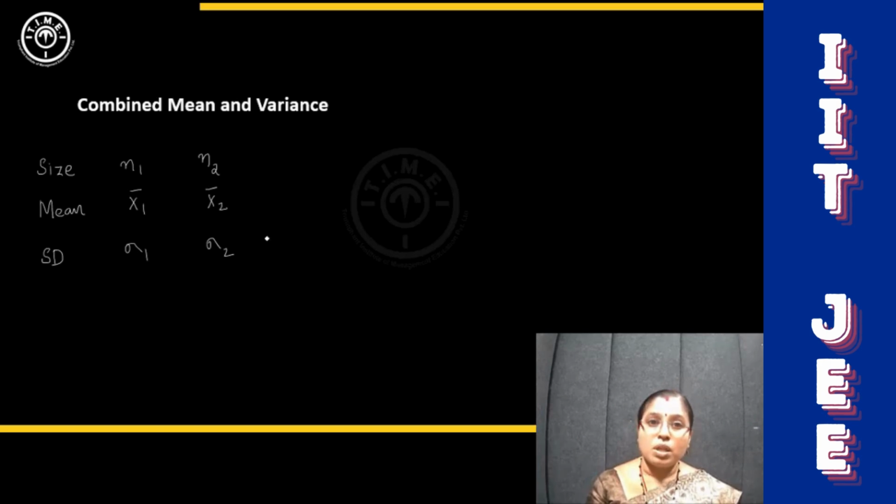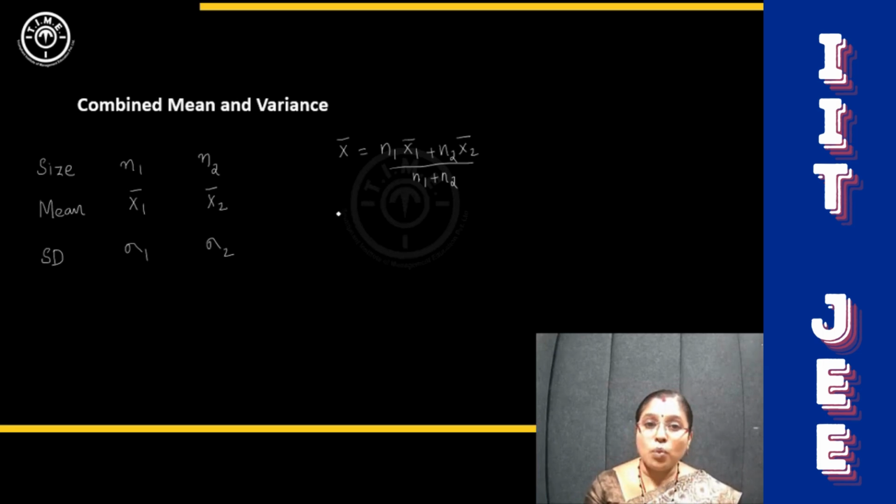We can find out the combined mean x bar using the formula n1 x1 bar plus n2 x2 bar divided by n1 plus n2. So to find the combined mean, the formula will be x bar is equal to n1 x1 bar plus n2 x2 bar divided by n1 plus n2. And this can be extended to any number of items.